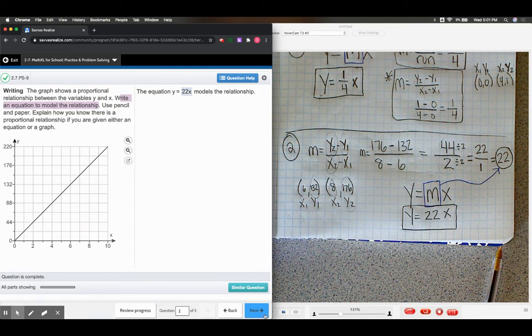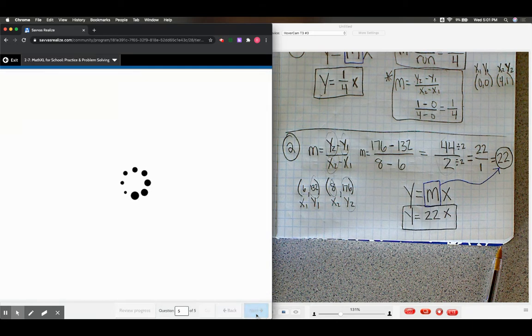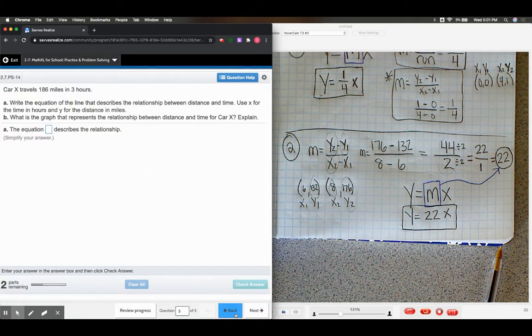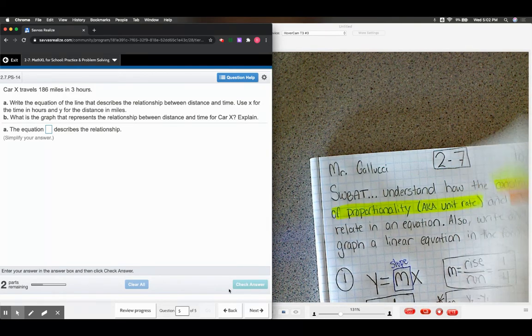Okay. We're going to do one more, and I think we're going to do, what do we want to do? Which one? All right, let's do this one where there's no graph. It's a little bit different. So let's get my notebook set up.